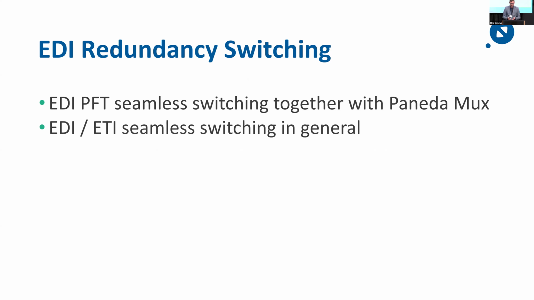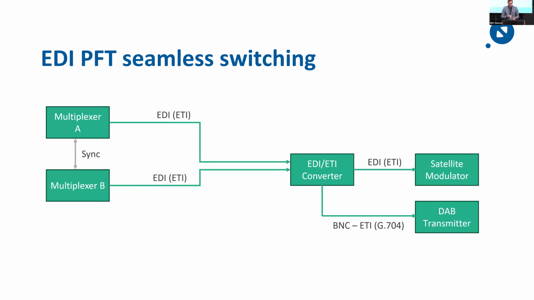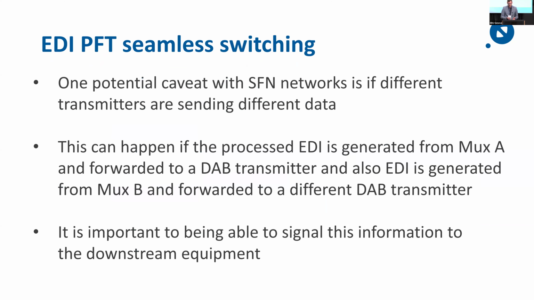and then to a general example with all multiplexers. So typically, when you have EDI PFT seamless switching, you have two EDI feeds from two derived multiplexers and they are synced. So the EDI feed sent from these multiplexers is bitwise the same. That is very important, because one potential case with SFN networks is when different transmitters are sending different data. In that case, the SFN is broken.